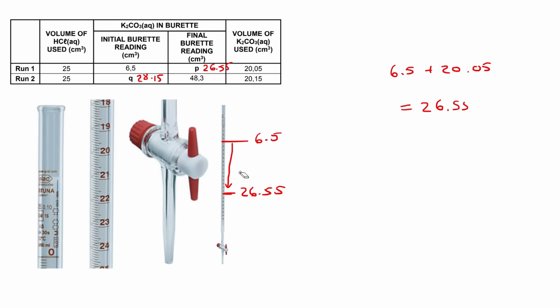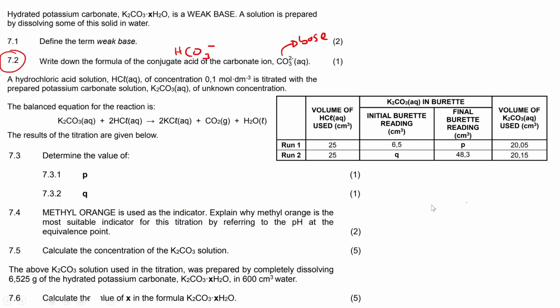What that would look like on a burette is you would have started your experiment at 28.15. It would have ended at 48.3, and then you would have minused them to see how much you used, and you would have gotten 20.15. Okay, so we now have the values here. Okay, so let's go fill that in.